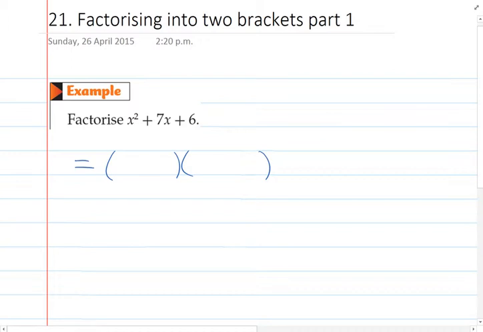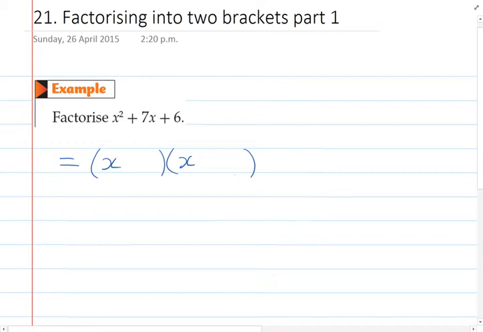And so we've got to think, well, what could I put in the front here so that when they times together, I end up getting x squared. So you've got to think, well, what times what gives me x squared? And hopefully, when you think about that, you'll realize that if you have x and x, you'll end up timesing those together to get x squared. And so that's what goes in at the start.